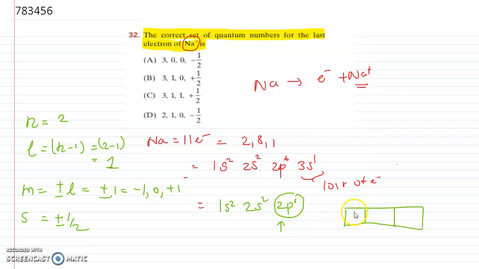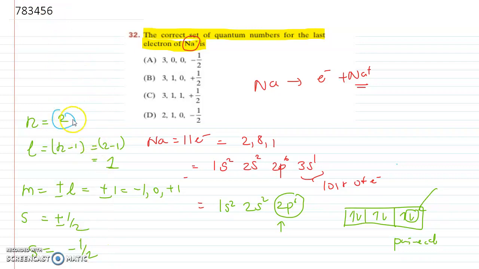So let's talk about it in this manner. In this, every electron box is filled, so they are paired electrons, and we're talking about this last electron. As they are paired, this s value will be considered as minus half. So we got the values, and let's discuss it.